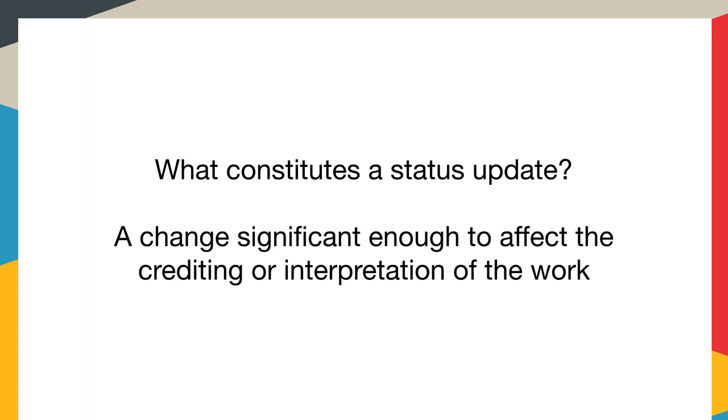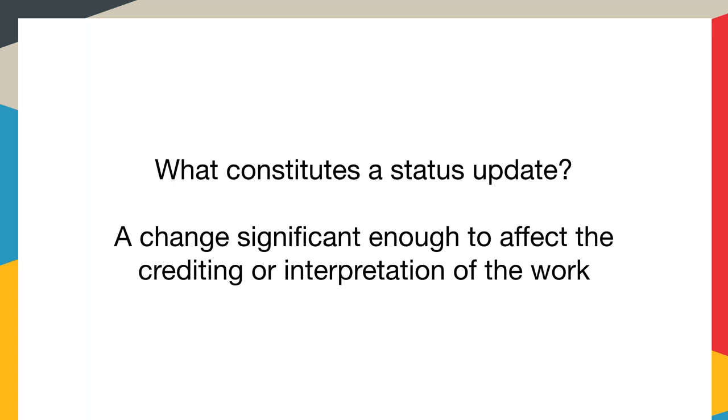The Crossmark box to change and flag to the reader. And we do have a definition for this. It has to be an important change to the work. So we say that the changes must be significant enough to affect either the crediting or the interpretation of the work. And within scholarly publishing, there is a limited set of events that actually meet this criteria.